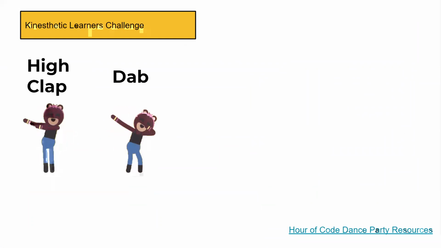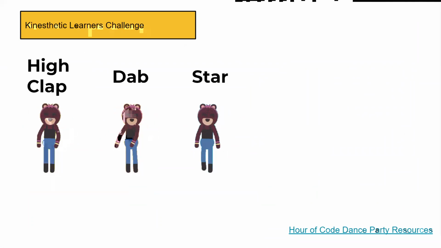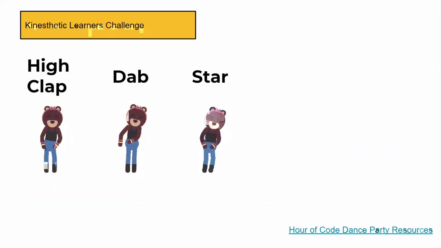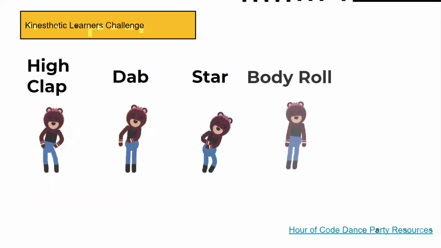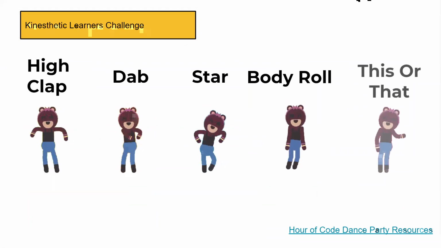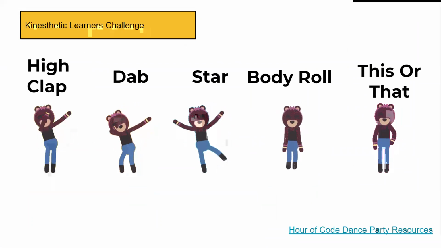So you tell them, whenever you see this one, you're going to do the high clap. Whenever you see this one, you're going to do the dab. Whenever you see this one, you're going to do the star. Whenever you see this one, you're going to do the body roll. And whenever you see this little character, you're going to do this or you're going to do that.